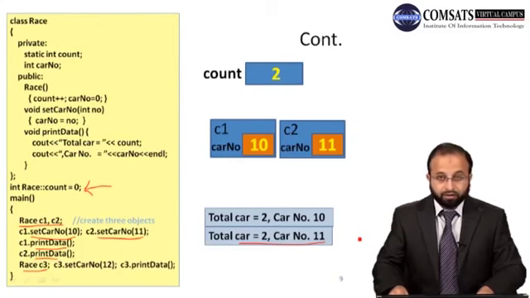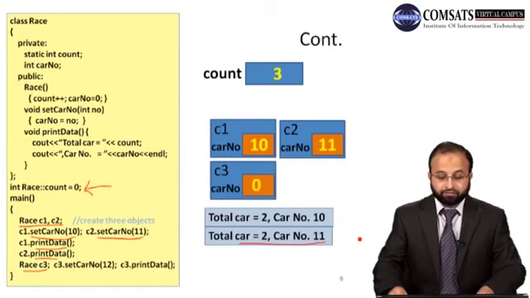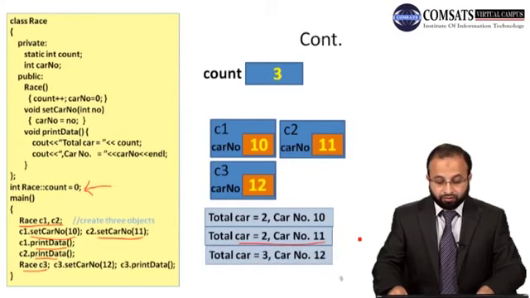And then you create another object, that is C3, and set its car number to 12. So when that object is created, constructor is invoked, it increments the value of count, it becomes 3. And then it assigns the value 0 to the car number. And then you change the value using set car number function and change it to 12, so that value is changed. And then you print the value of C3 object, so it prints total car is equal to 3 and car number is 12.